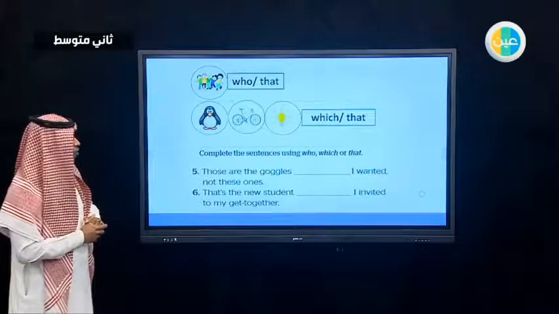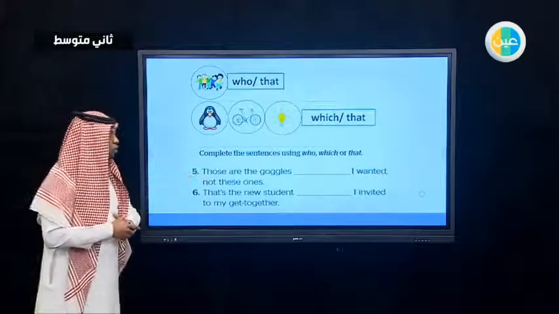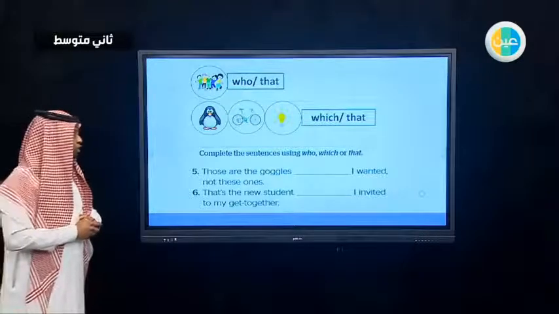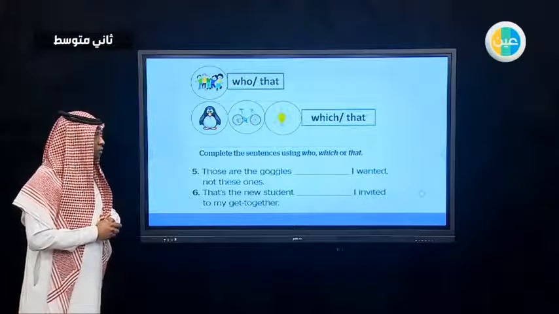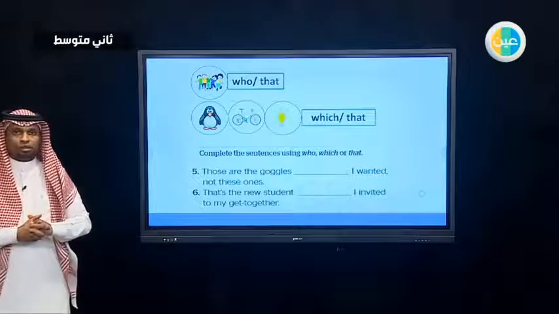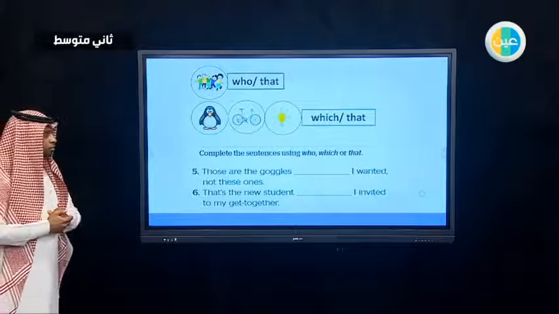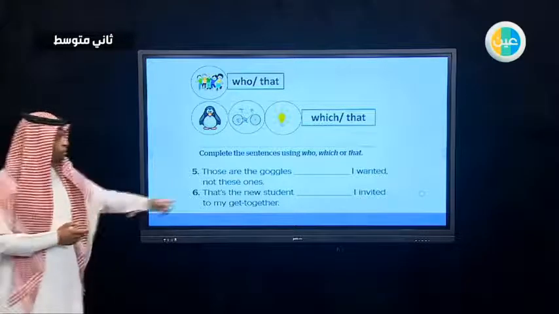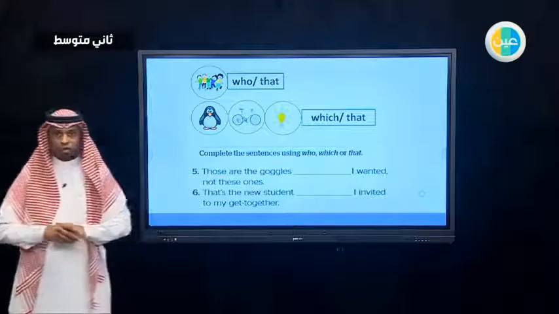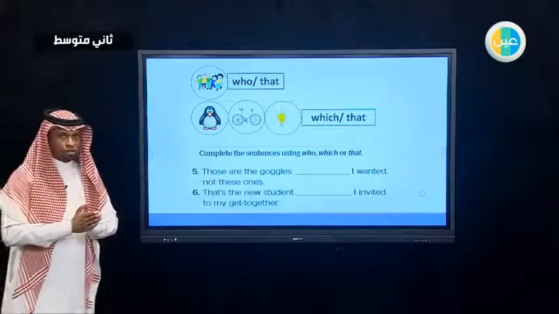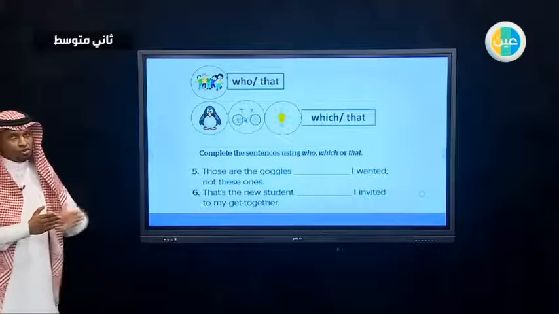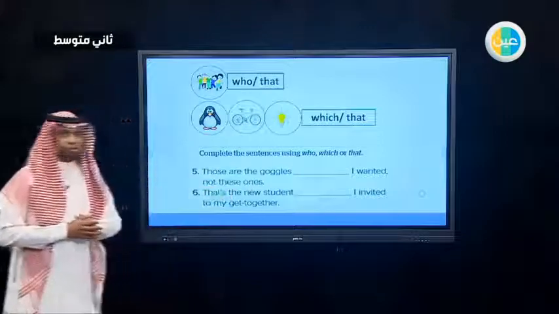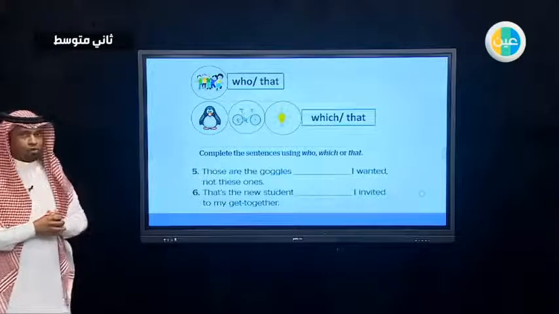Let's move to this one here. Those are the goggles. Goggles. What do you think? I wanted not these ones. Think about the answer, please. You can search for the meaning here. If you have time, look up the word in the dictionary. I'll give you a chance to answer this question. Search for the word here to see which one is good for the word.